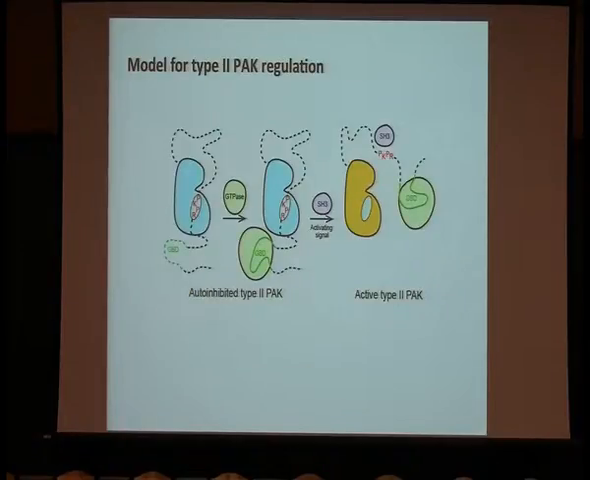Based on this and based on some other work we did, we have a model for type 2 PAK regulation. One of the interesting things about type 2 PAKs is they are always activation loop phosphorylated in a cell. And that's been one of the conundrums here. Why is it always activation loop phosphorylated? Kinases are usually phosphorylated on the activation loop to change between the active and the inactive state.